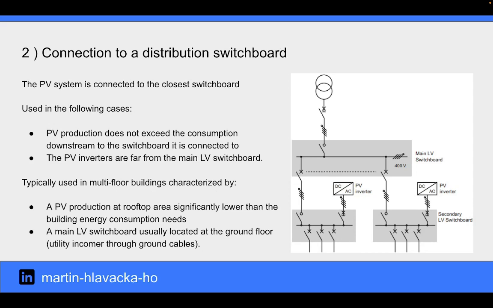The PV system is connected to the closest switchboard. This configuration is preferred in the situations where PV production does not exceed the consumption downstream to the switchboard it is connected to, or the PV inverters are far from the main LV switchboard. This configuration is typically used in multi-floor buildings characterized by a PV production at rooftop area significantly lower than the building energy consumption needs, and a main LV switchboard is usually located at the ground floor.